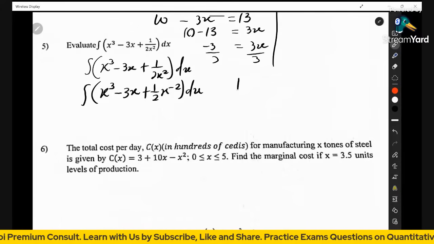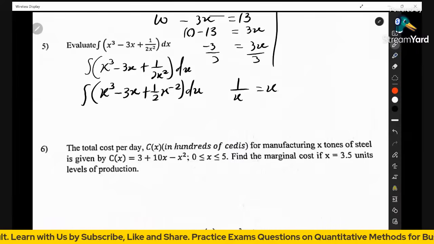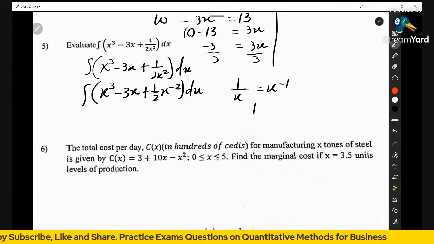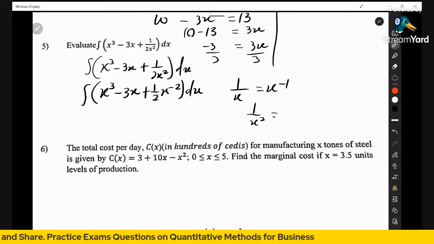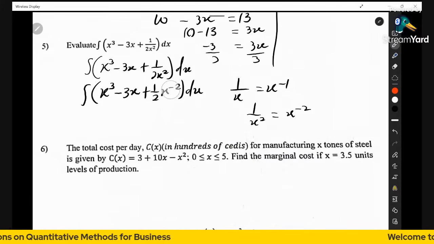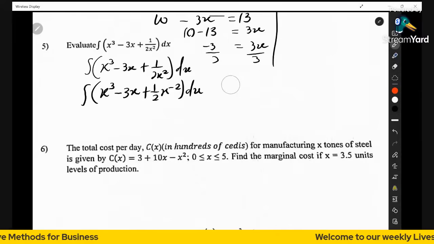So if I have 1 over x, it's the same thing as x to the power negative 1. If I have 1 over x squared, it's the same thing as x to the power negative 2. So that's what we have actually done here. So once you're able to get this, then you can integrate the function.